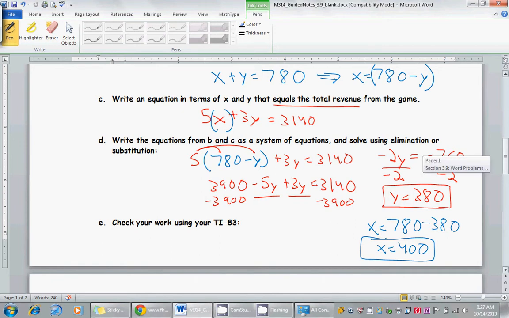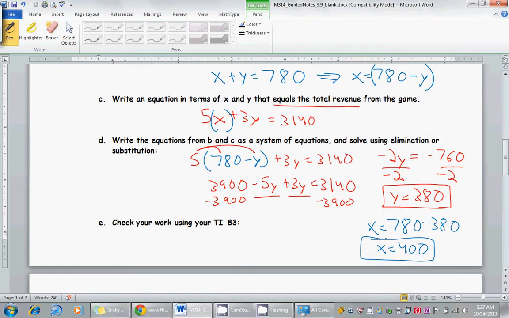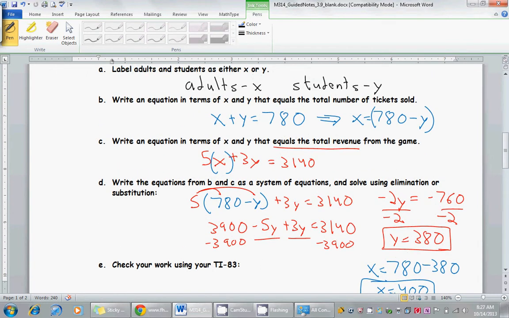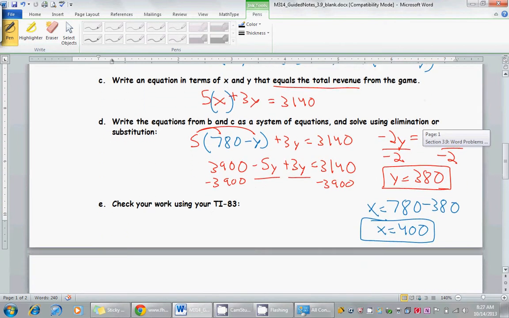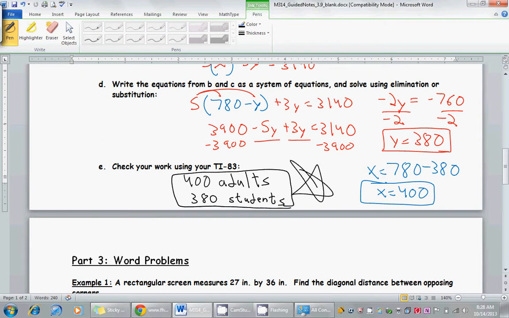Right? Don't forget to answer the question. Determine how many adults and how many students went to the game. X and Y are fantastic. We did a great job. Those are not my answers. Let's look back at my labels. Adults was X, students was Y. So final answer, do the same thing. Adults is X, so 400 students. Whoops, adults was X, and so I wrote students because I'm an idiot. 400 adults and 380 students attended this game. And so this is my final answer. Let's put a nice ugly star right next to it.